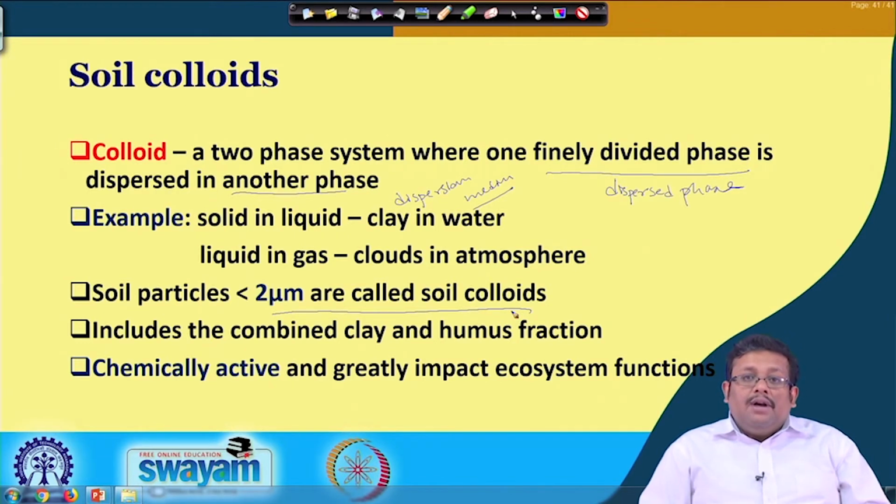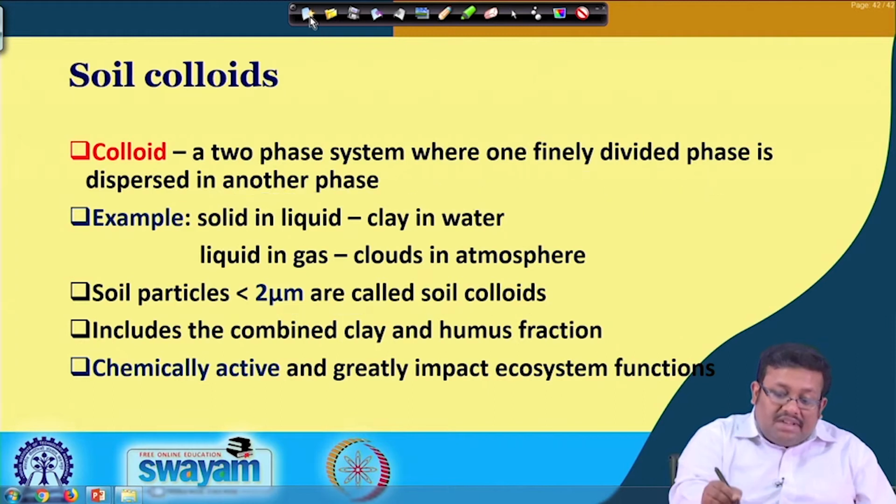There are majorly two types: soil inorganic colloids and soil organic colloids. Soil inorganic colloids are basically clay and different iron and aluminum oxides, whereas soil organic colloid is composed of the humus fraction. These soil colloids are very much chemically active, and they greatly impact ecosystem functions. In coming days we'll learn how they impact different soil chemical as well as soil physical processes.